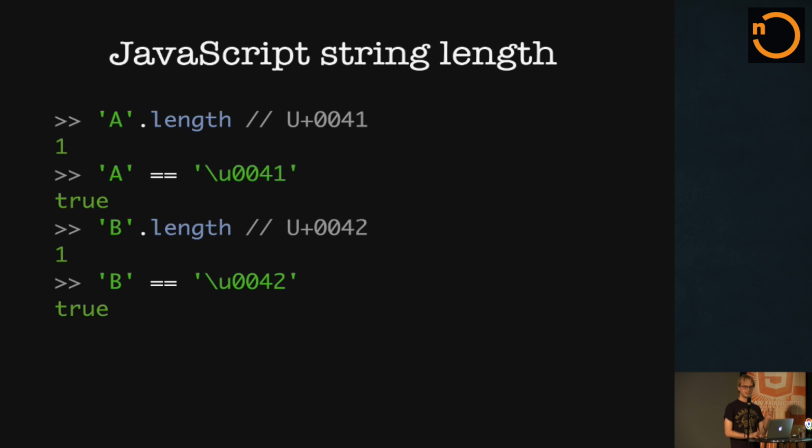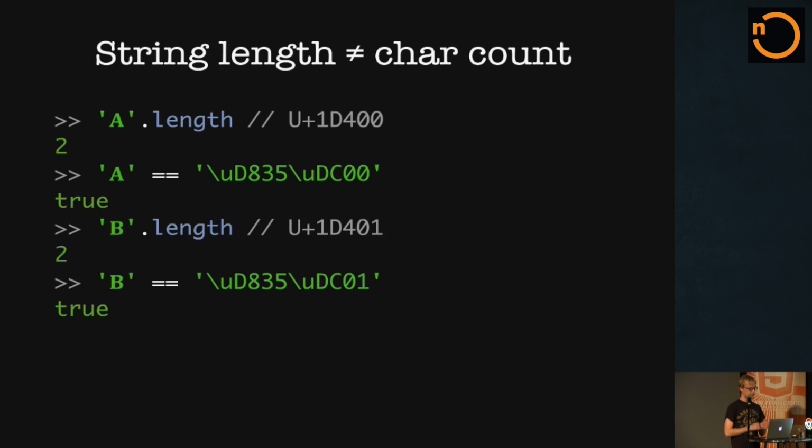The length property of a string does not always reflect the number of symbols or code points in the string. For example, let's try some slightly different characters. They even look a bit similar. These are the mathematical bold capital A symbol in Unicode with the code point 1D400 and the mathematical bold capital B. And as you can see, they have a length of 2 instead of 1, even though there's only 1 symbol there in the string.